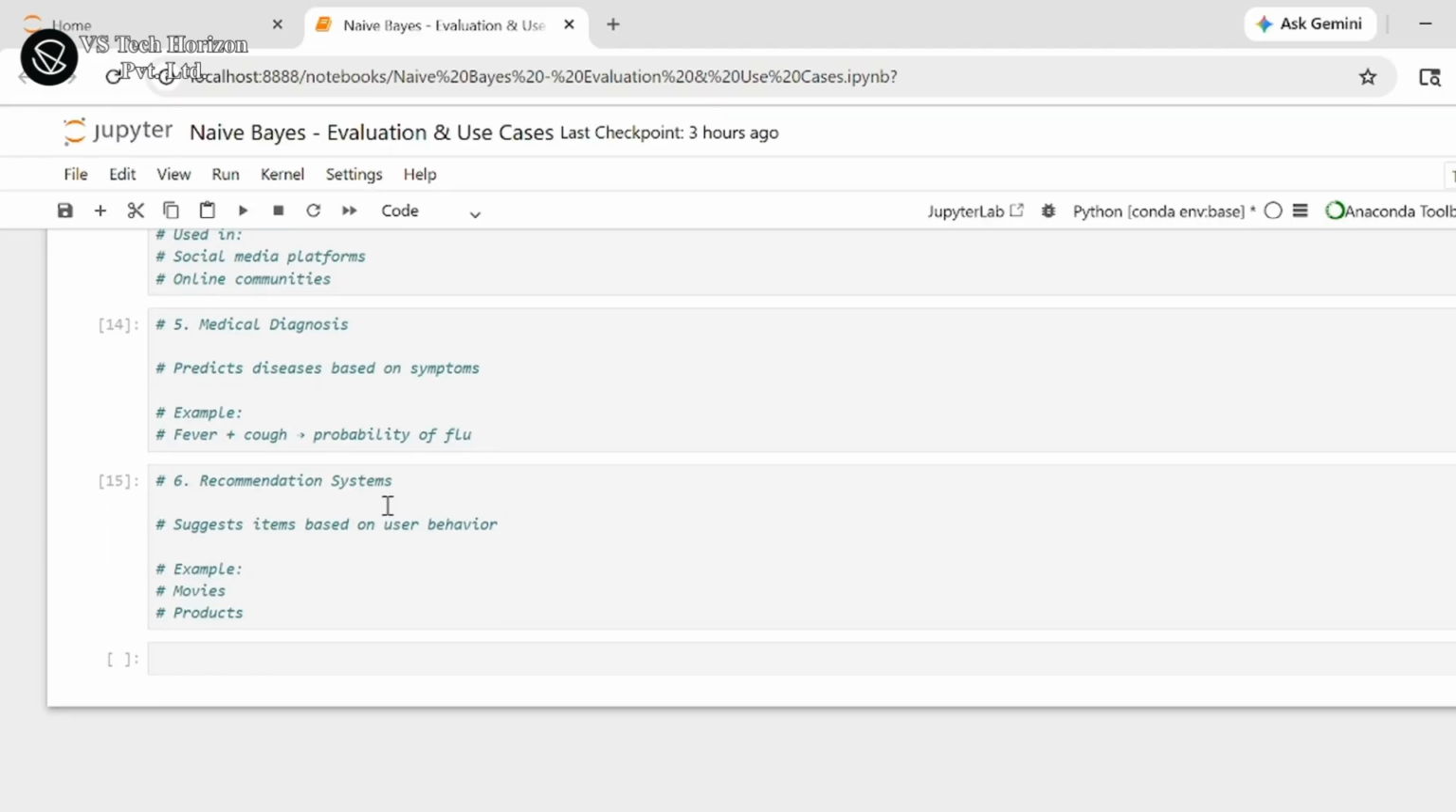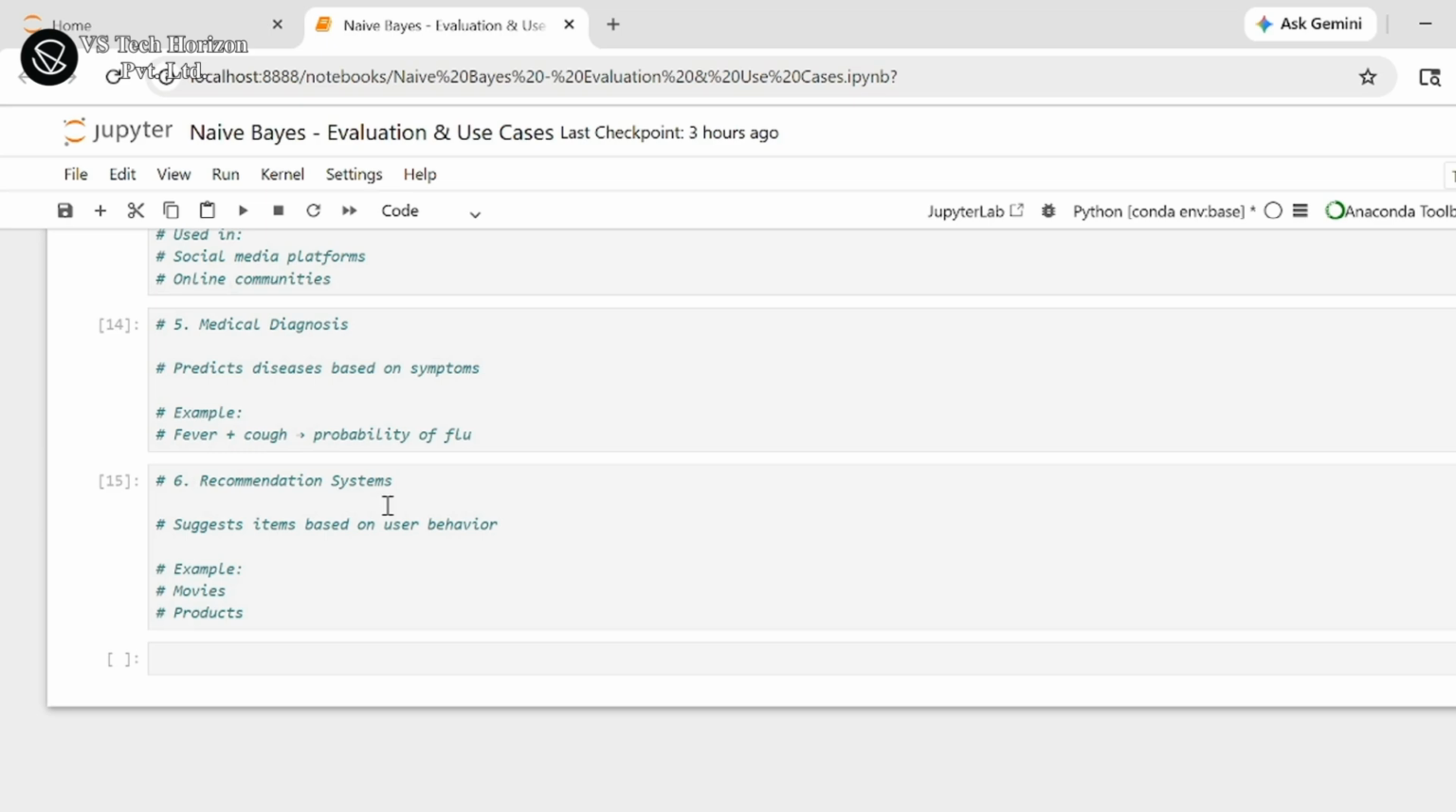Next use case is recommendation systems, where the naive-Bayes model is used in simple recommendation systems to suggest products or content based on user behavior and past data. Naive-Bayes is a simple yet powerful classification algorithm. It performs well in text-based applications and can be evaluated using metrics like accuracy, confusion matrix, and F1 score. Its efficiency and simplicity make it widely applicable in real-world scenarios such as spam detection and sentiment analysis.